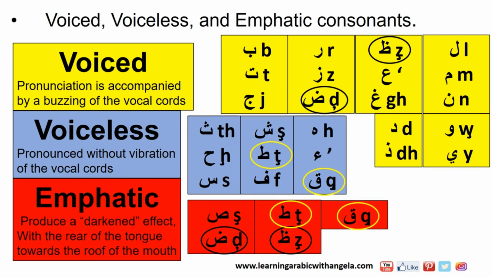Emphatic consonants are those that produce a darkened effect with the rear of the tongue towards the roof of the mouth, such as dad, ta, dha, qaf. Letters that are circled are common between two categories.